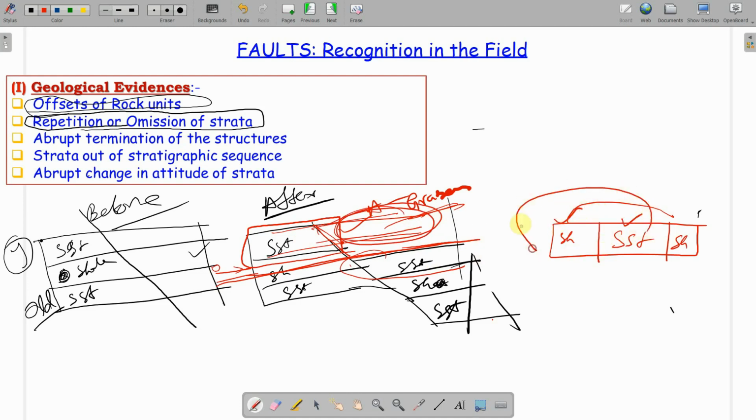That's not happening. So by seeing the repetition and the omission of strata, by doing this structural mapping, you can understand that this is a fault structure. Now, abrupt termination of structure is also an indication of a fault structure. Like in any fault plane, see here, initially this was the continuous strata. After faulting, what happened? The sandstone layer got abruptly terminated. The shale layer got abruptly terminated at this boundary. The sandstone layer got abruptly terminated.